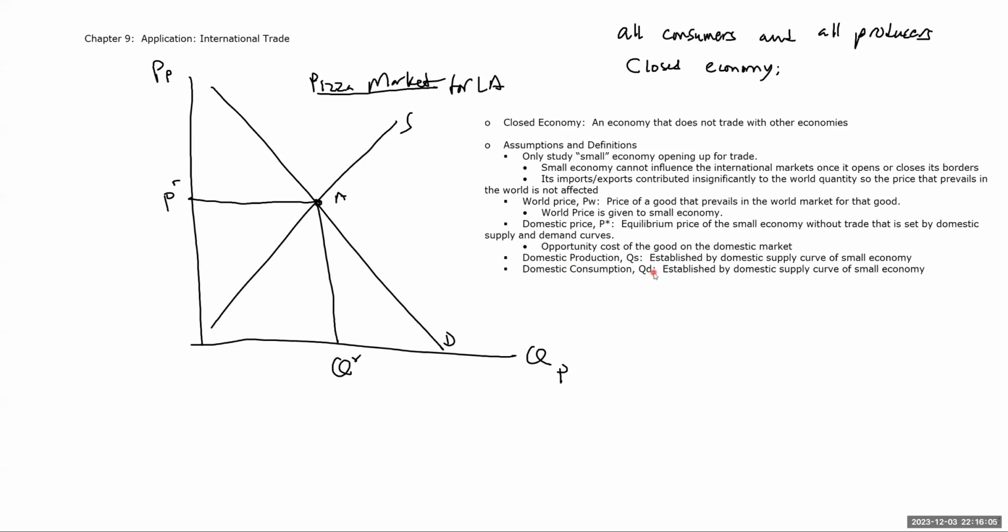Domestic production is QS. That's created from the domestic supply curve. And domestic consumption is QD. And that is produced by the domestic demand curve, not supply curve. This is wrong. My notes are wrong. This should say domestic demand curve.